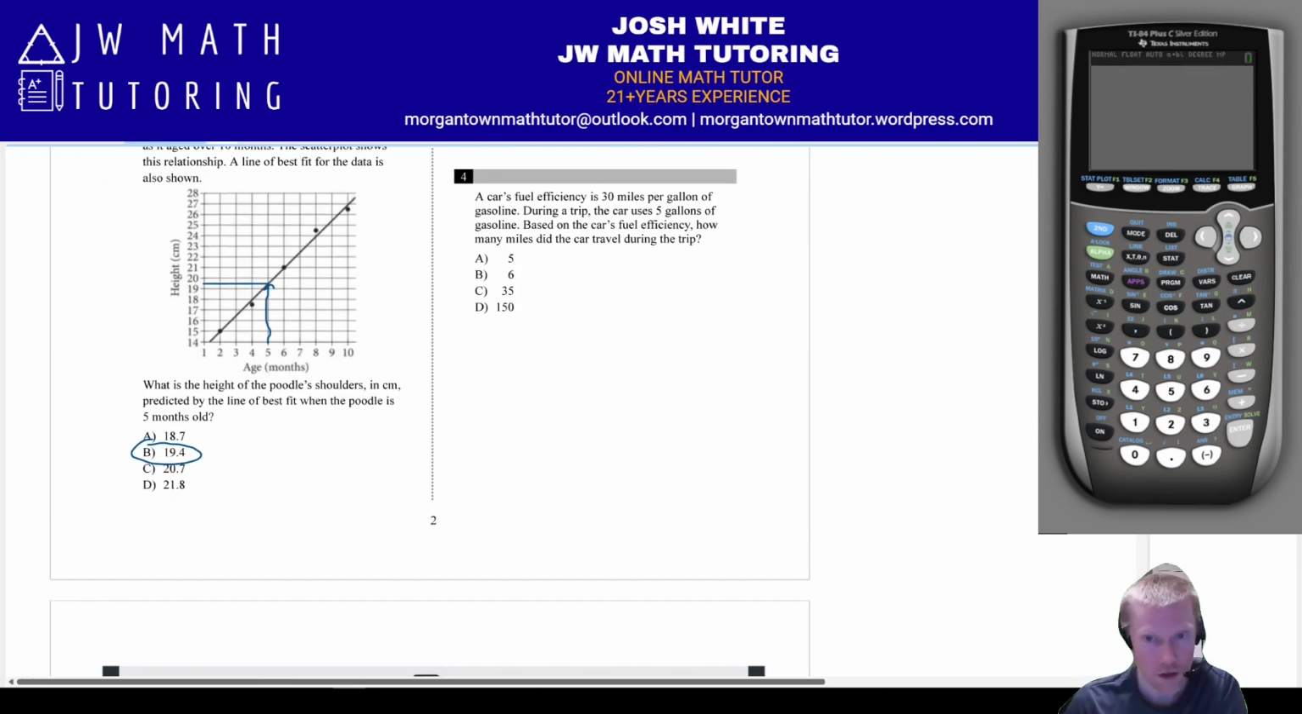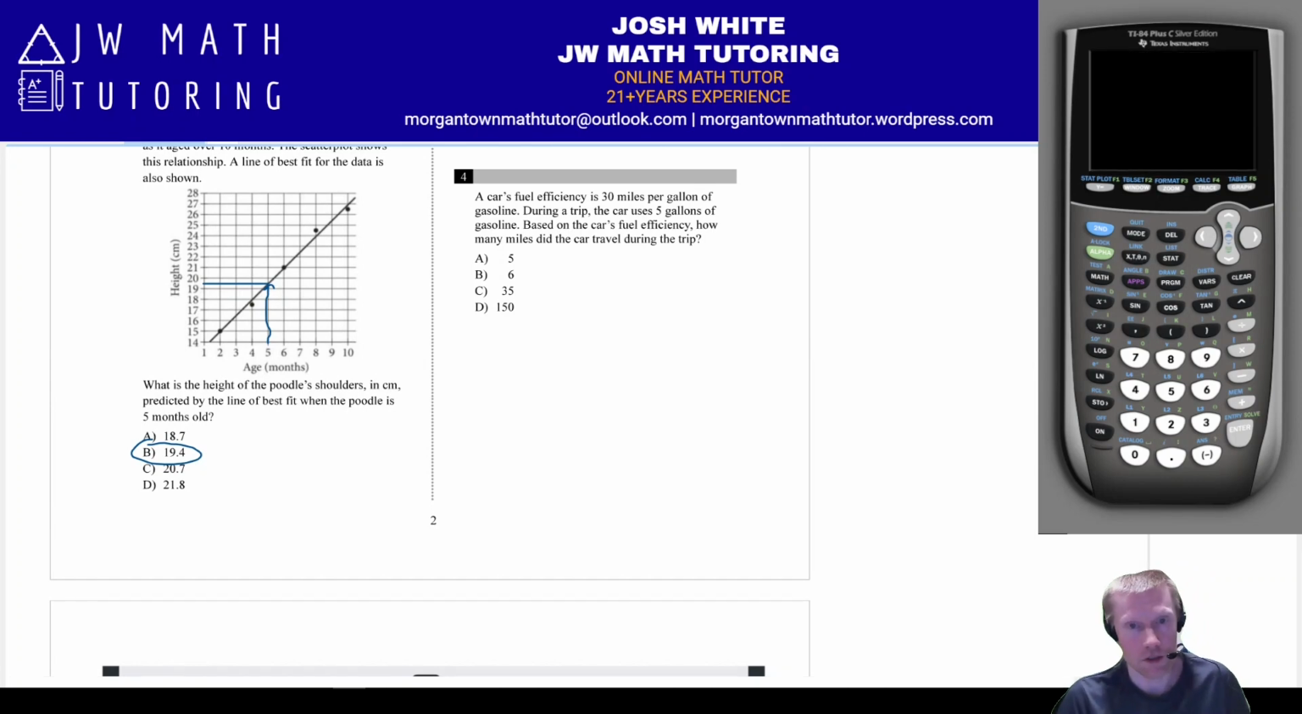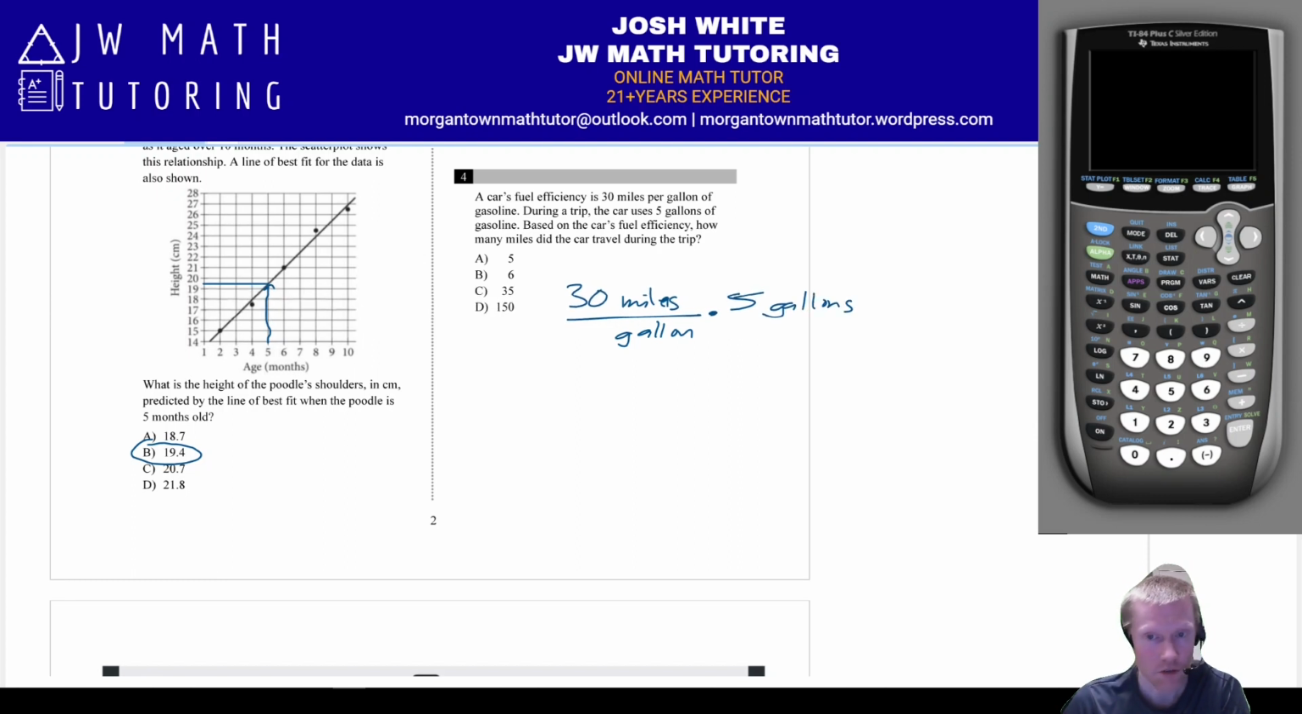Question number 4 here at the bottom. They're talking about the fuel efficiency of a car, which is 30 miles per gallon. So if you wrote this with the units in the appropriate places, miles goes on top, per means division, gallon goes on the bottom. And it uses 5 gallons of gasoline, so they want to know how many miles did it travel. So, okay, 30 miles for 1 gallon, but we used a total of 5 gallons. So you would just multiply those two together, and that's just going to equal 150 total miles. Correct answer is letter D.